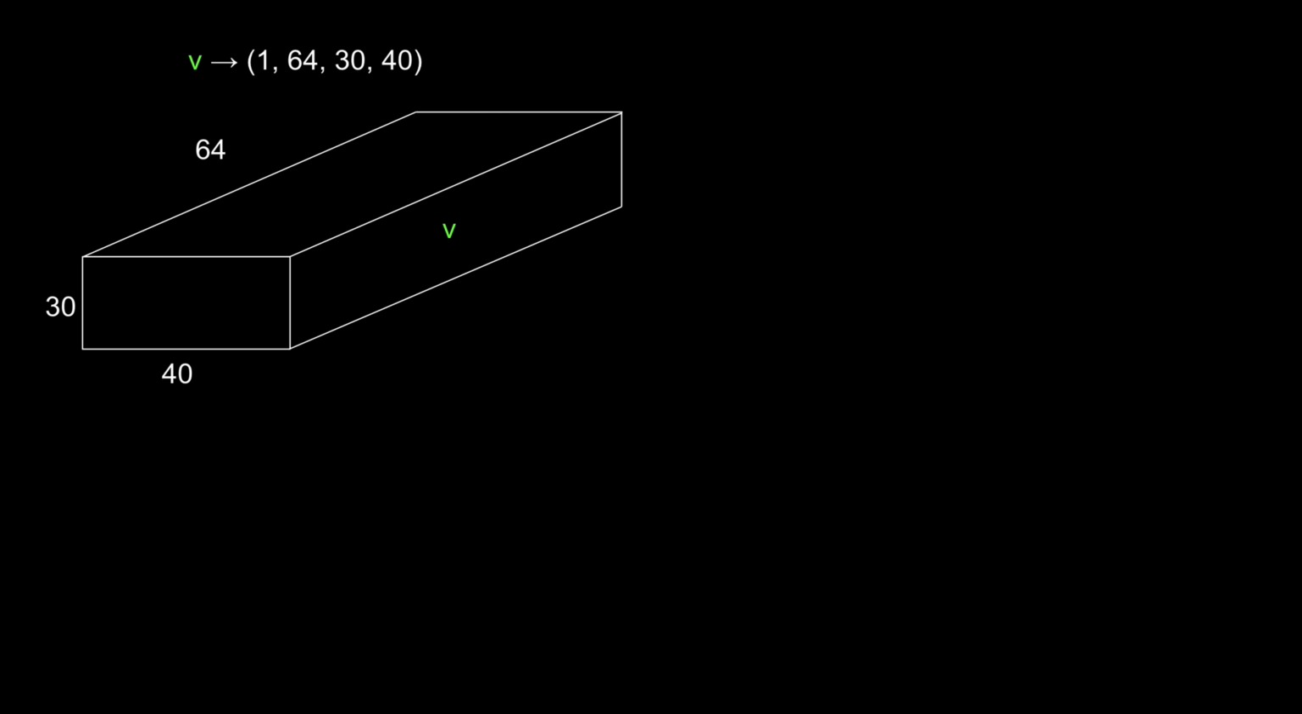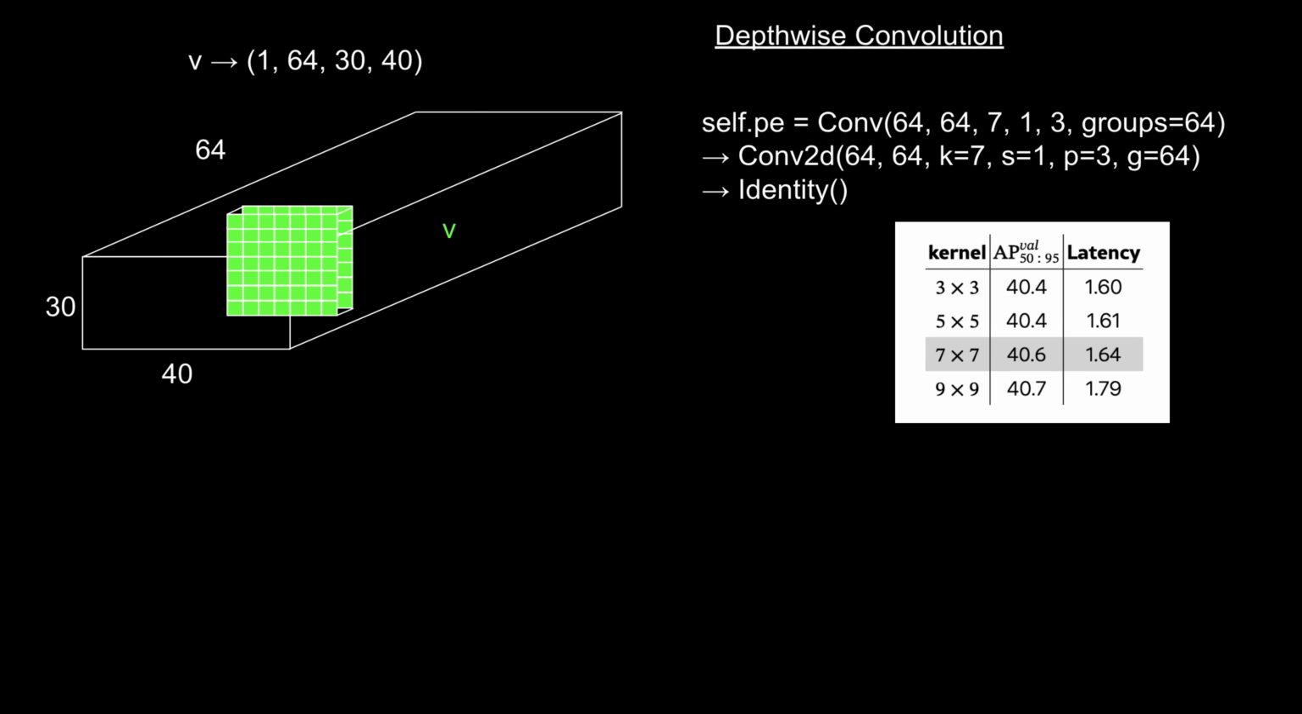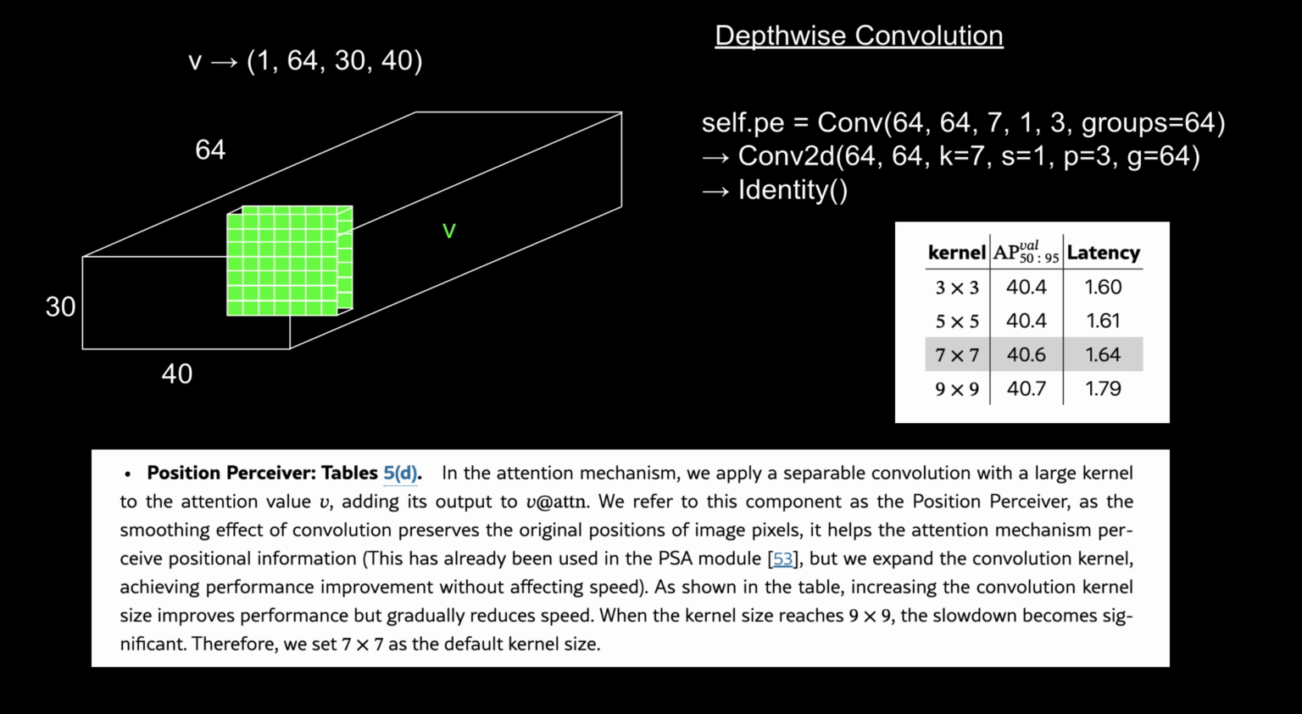So what we'll do next is feed the V tensor into a depth-wise convolution layer, also known as separable convolution. Now, one key change in YOLO12 compared to YOLO11, as noted in the paper, is the kernel size. YOLO12 uses a larger 7x7 kernel, whereas YOLO11 used 3x3. The authors refer to this component as the position perceiver. This name comes from the fact that the smoothing effect of convolution preserves the original spatial layout of image pixels, allowing the attention mechanism to better perceive positional information.